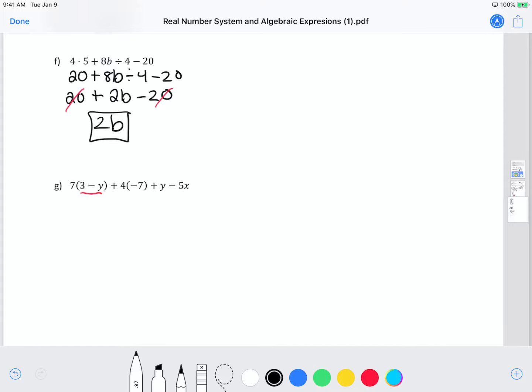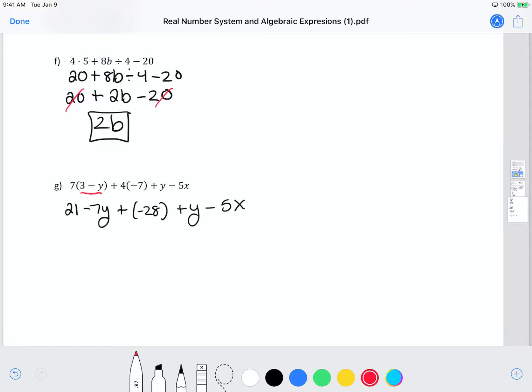So I have 7 times 3 is 21, and 7 times a minus y is a minus 7y. And then when I take 4 times the negative 7, that gives me a negative 28. And I'll bring everything else down. So I did my multiplication and I did it left to right. Now we're going to do our addition and subtraction.